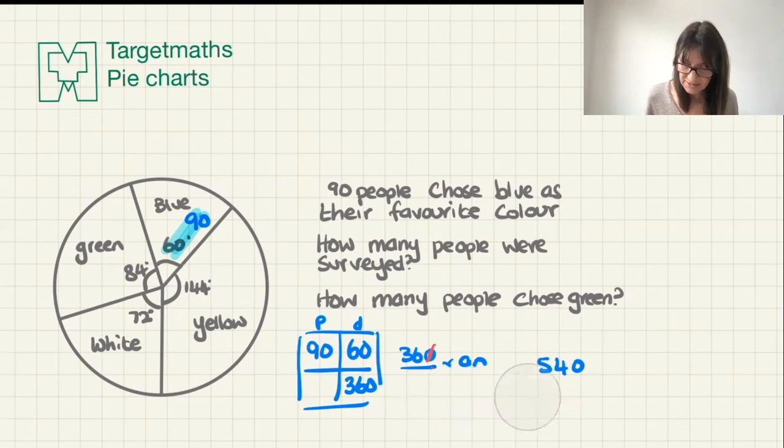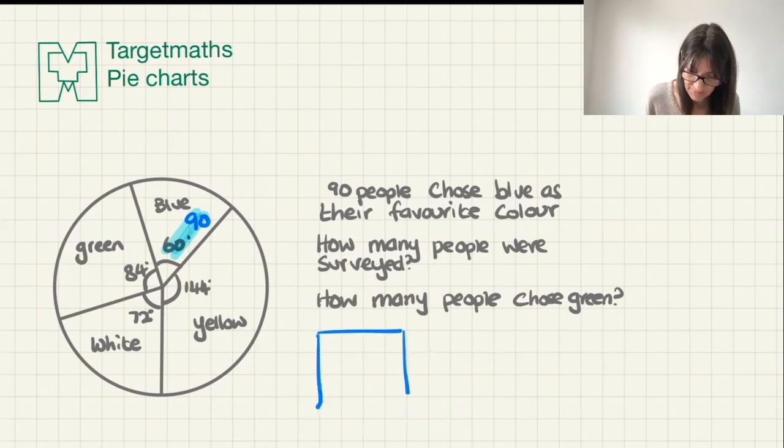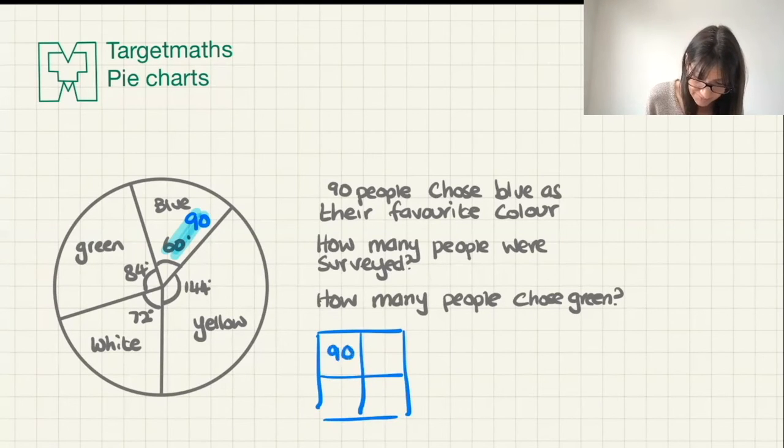So that's using boxes and labels to find out how many people were surveyed. We've also got this question, how many people chose green? Well, we can do the exact same thing because, again, we've got those 3 pieces of information. So I know that 90 people chose the blue, and that is paired up with the 60 degrees. So I use that same fact. And this time it's how many people chose green.